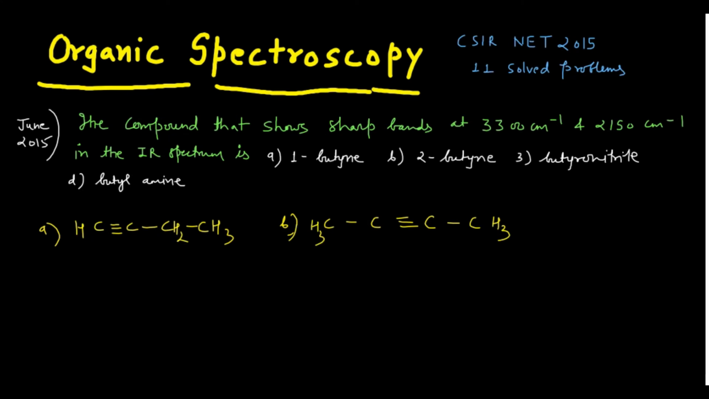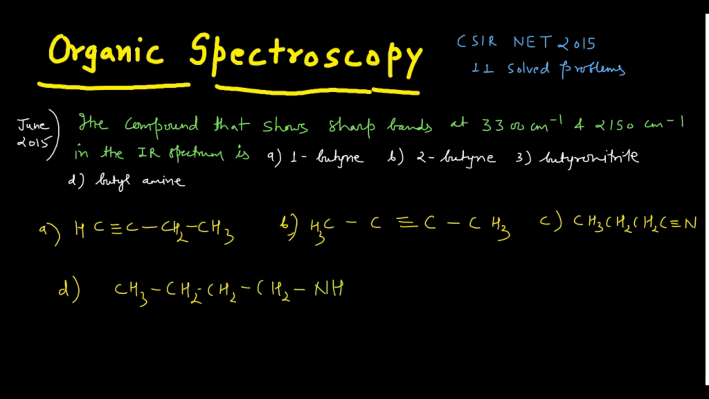Then you have your compound C, which is butyronitrile, and since it is butyronitrile, that means a cyanide group is there, so you can write CH3, CH2, CH2, CN. Intentionally I have written this molecule with the triple bond. And the last option is butylamine, so CH3, CH2, again CH2, and NH2. So how can we solve the problem?